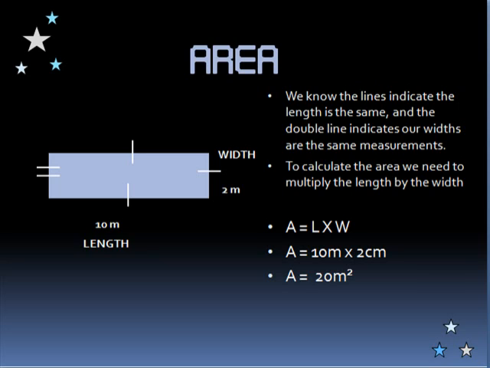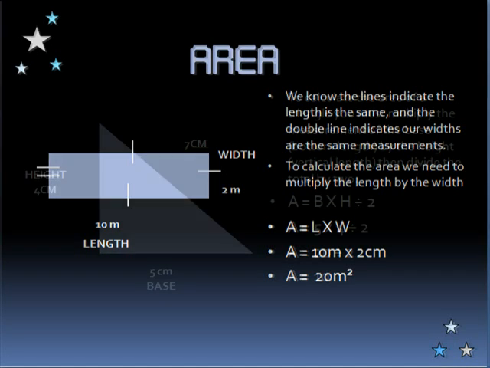When calculating the area of a rectangle, again, all we need to know is our perimeter values. We know from our prior knowledge of rectangles that we have two lengths that are significantly longer and a width that provides a shorter measurement. To calculate the area of a rectangle, we need to multiply the length by the width. So in this case, area equals length times width. Area equals 10 times 2, so area equals 20 metres squared.